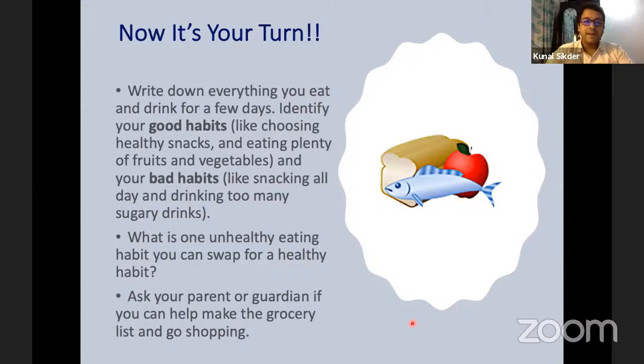So now you can plan like that. Write down everything you eat and drink for a few days, identify your good habits and what your bad habits are, like what kind of bad snacks and drinks you're having, like sugary drinks and all. And think about what one unhealthy eating habit you can swap for a healthy habit. Like if you like to drink something in the morning and you always choose some kind of soda or Coke, you can change it to a fruit juice. Maybe you can add some salt or some other flavors to make it more refreshing, but you need to change that habit. And obviously during grocery shopping, ask your parents or guardians if they can help.